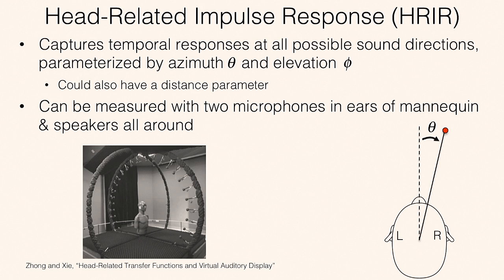You can also have a distance parameter here, and this is really useful when you have really close sound sources, but if you assume that the distance to the sound source is relatively large compared to the distance between your ears, we can more or less ignore the distance parameter, and for simplicity in this course we do.